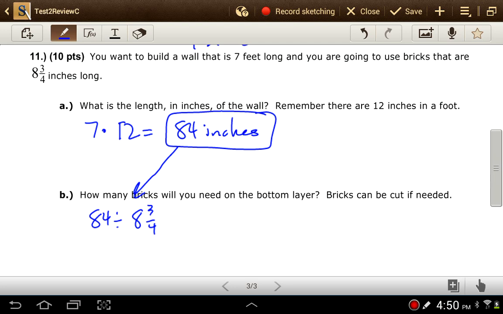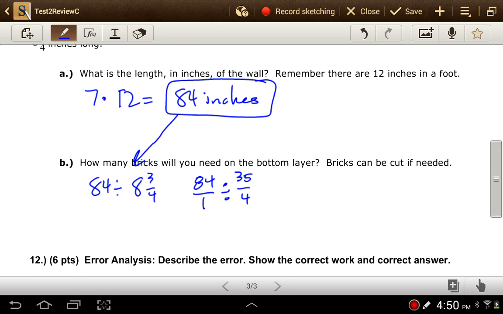Turn that into an improper fraction. 84/1 divided by 32 plus 3 is 35/4. Now I multiply by the reciprocal. 84/1 times 4/35. I can't do any cross-canceling. So, I take that back. I can do cross-canceling because 7 goes into both of these. I know that's a tough one to see, but 7 goes into both of them. 84 divided by 7 is 12. I just did that math up here. 35 divided by 7 is 5.